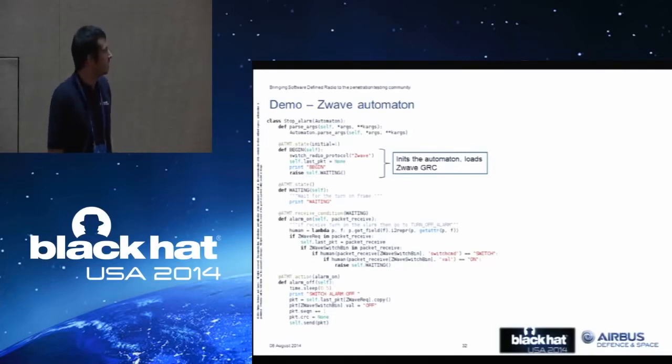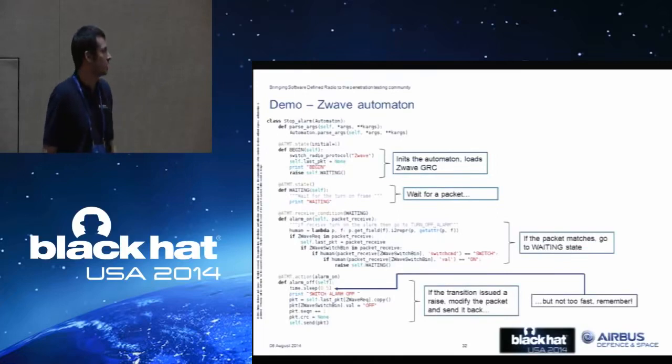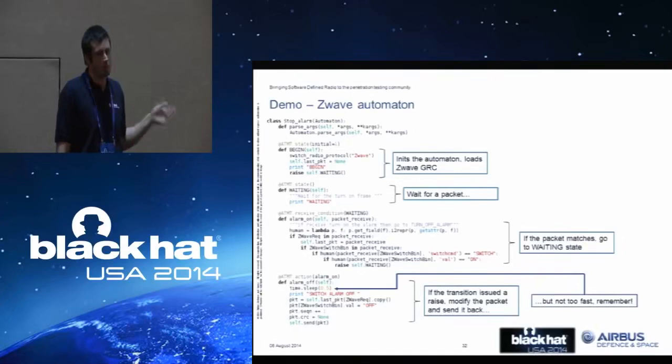We just wait for the receive condition, and the receive condition is a switch on frame. This is the frame the controller sends to turn on the alarm. When we receive that, we do the action, and the action is to turn off the alarm. And like Jean-Michel said, we have to set a delay because we have some trouble with the wave controller if we inject frames too fast. Again, automatons are well documented in the scapy documentation, and they work the same way in regular scapy and in scapy radio.